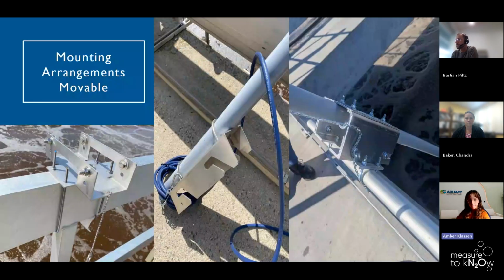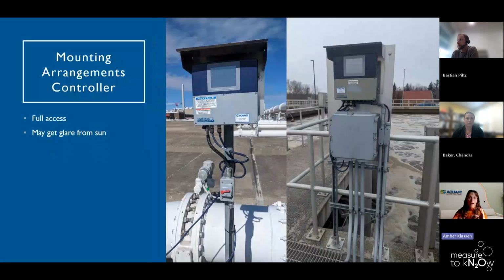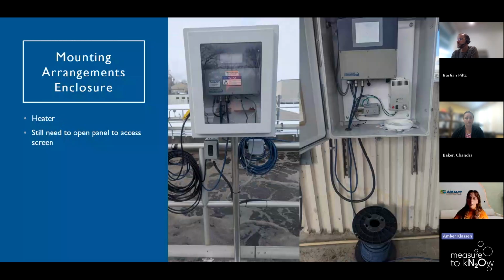For the controllers, you can look at having something that is full access and has just a weather protection on it. Some of the downsides include getting just too much glare from the sun, but so far I haven't had many issues on site. If you are worried or you're in a bit more of a higher weather area, considering using an enclosed structure with a heater is also an option. Just keep in mind that you will still need to open the enclosure to access the panel and the HMI.